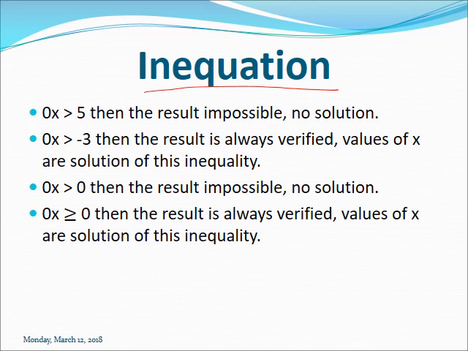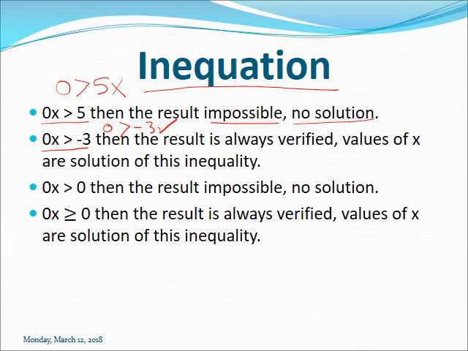Inequalities. How to solve an inequality? If the inequality is in the form 0x greater than 5, like 0 greater than 5, it's wrong. Then the result is impossible: no solution. If the inequality is in the form 0x greater than minus 3, like 0 greater than minus 3, is 0 greater than minus 3? Yes. Then the result is always verified. All values of x are solutions of this inequality.